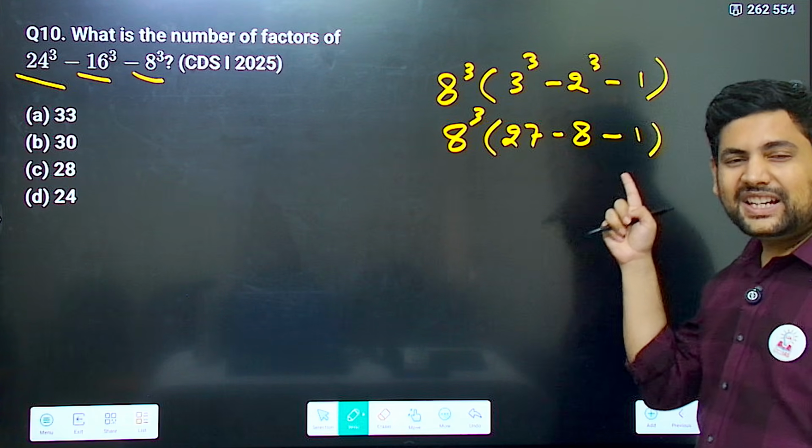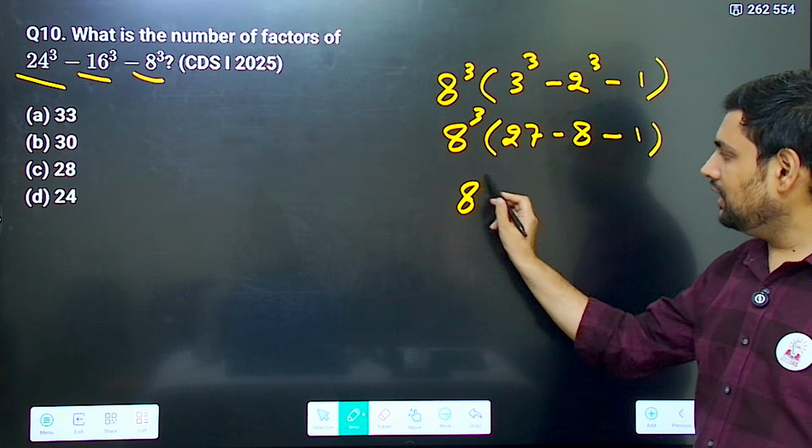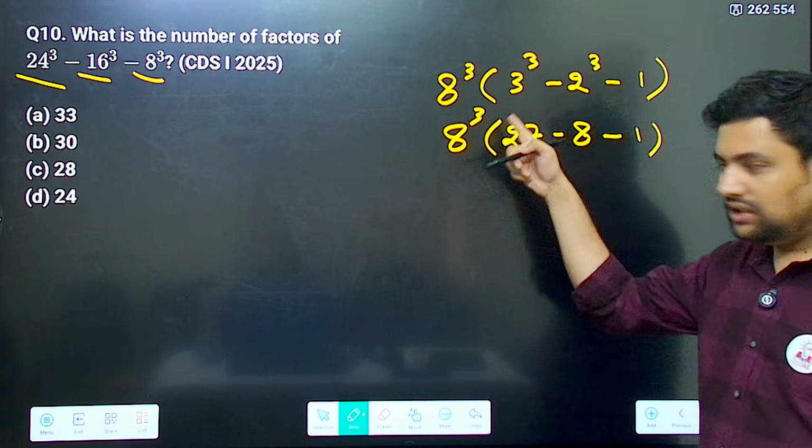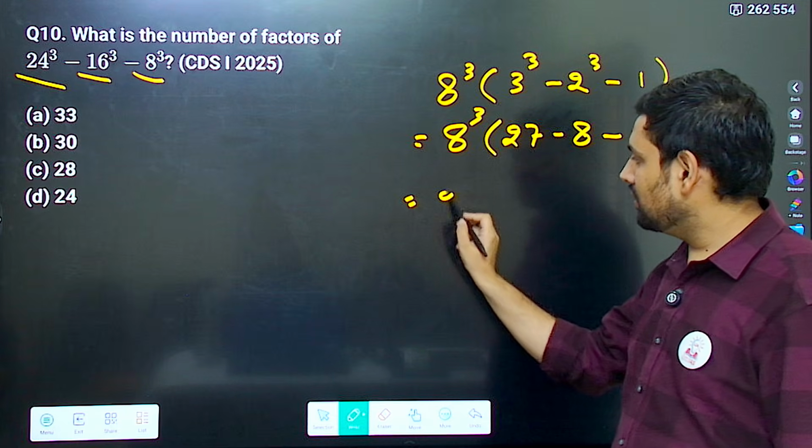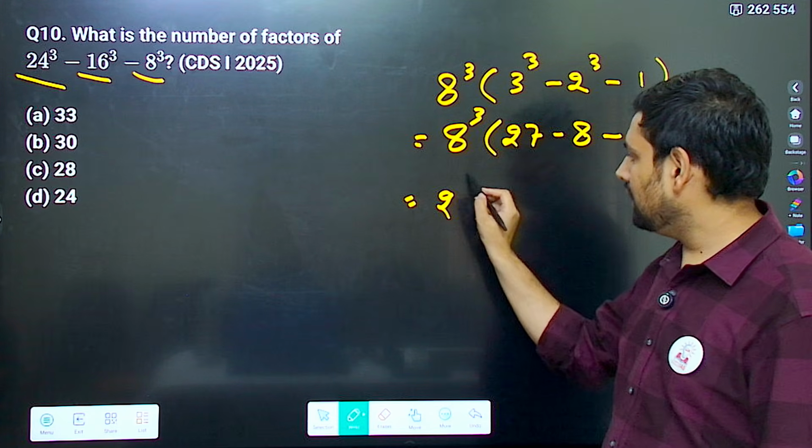So 27 minus 9, 27 minus 9 is 18. So this 8 cube I can write as 8 is 2 cube. So 3 into 3, 9.